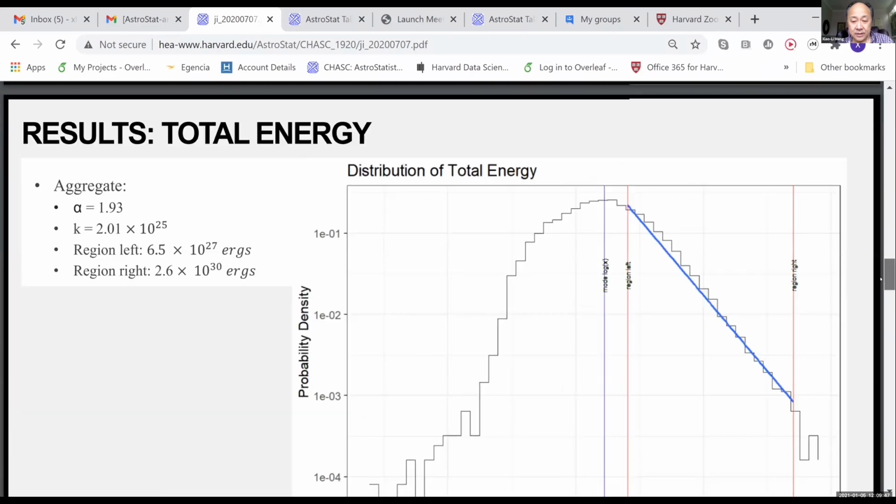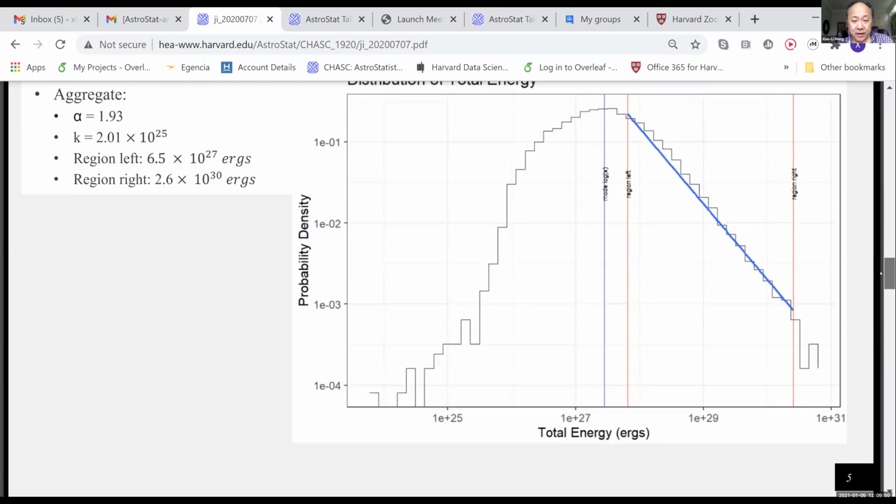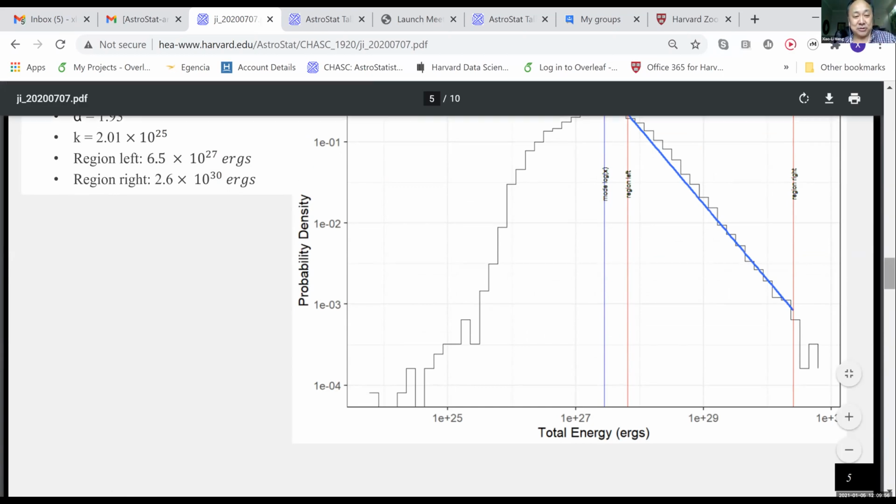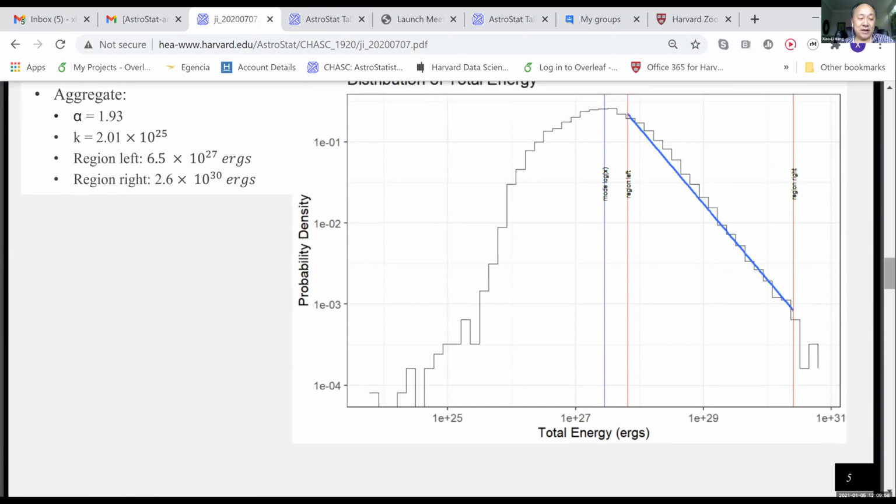Okay. I'm just going to provide a little bit of motivation. For me, this is truly a very genuine semi-parametric problem coming from astrostatistics.